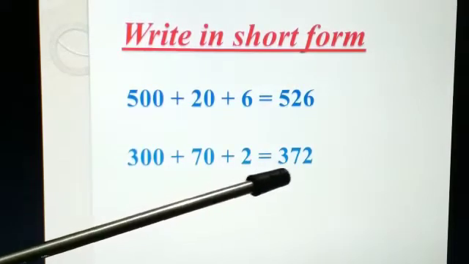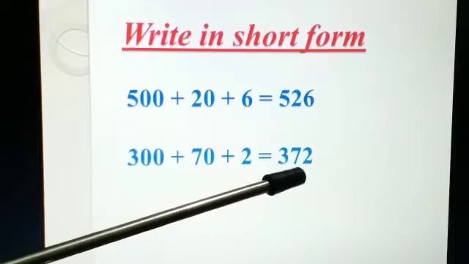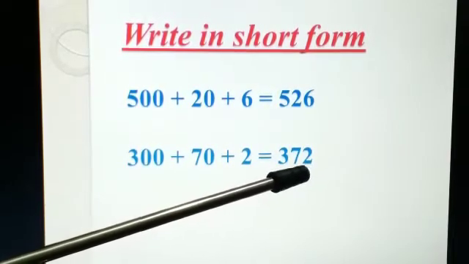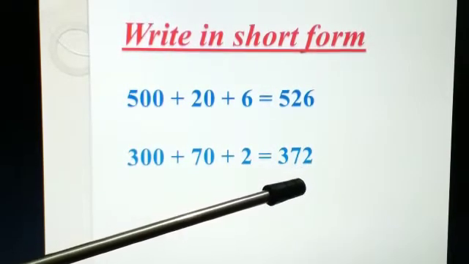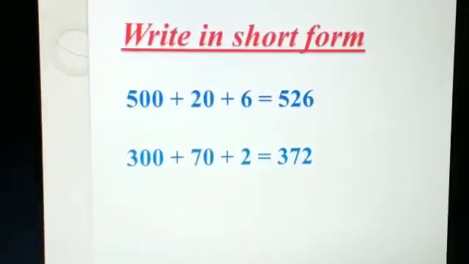Same. In this number, 300 plus 70 plus 2. If we add all these numbers, we will get 3 at the hundreds place, 7 at the tens place and 2 at the ones place. So, the number will be formed 327. Sorry, 372.